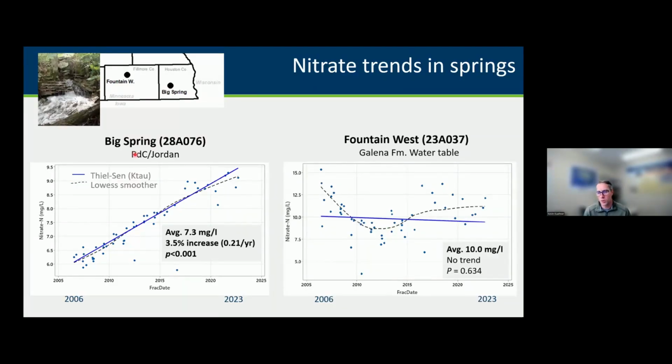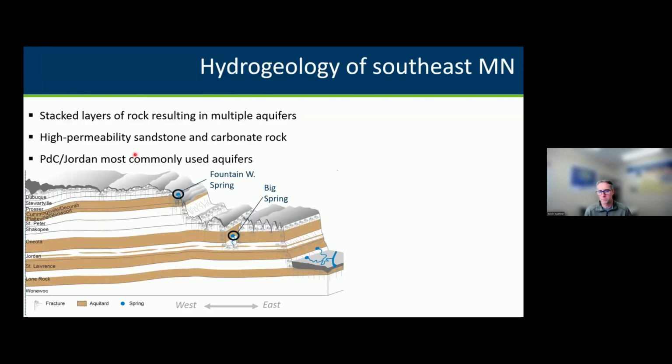Now we contrast that to a different spring that's in a different geological setting. This is in Fillmore County, and it's called Fountain West Spring. This is what we call a superficial aquifer spring, or a water table spring, so it's closer to the surface. And what we see here is a lot of scatter in the data, a lot of ups and downs. But statistically, there's really no trend in that type of data set.